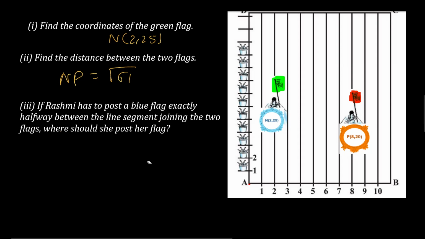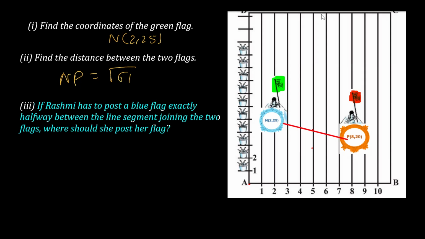It says, Rashmi, there is another girl. She has to post a flag, and where she has to post the flag? It says she's posting a blue flag over here, halfway between the line segment joining these two. So halfway is what? That means the midpoint. That means the line joining the midpoints of these two.